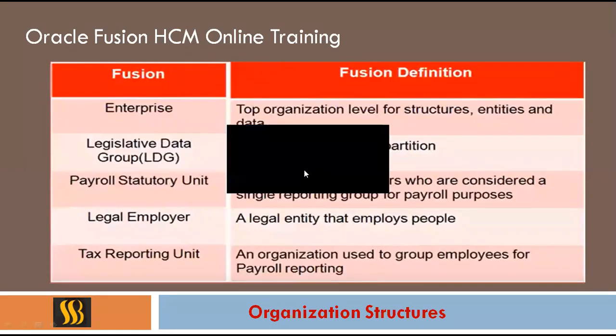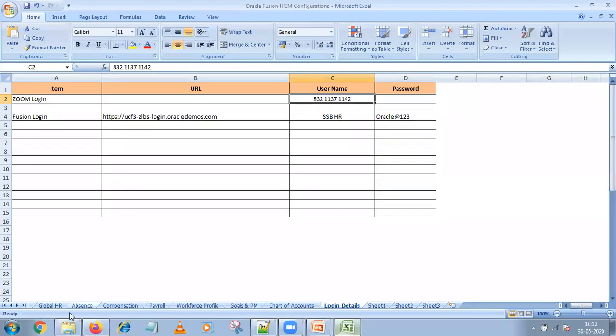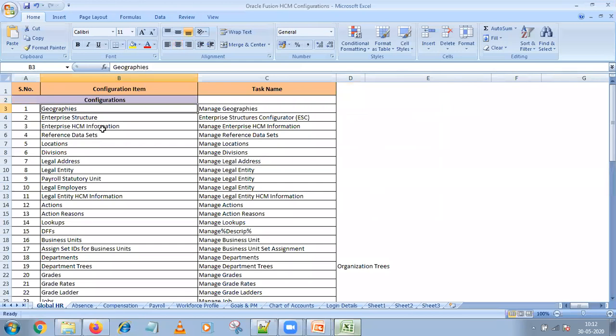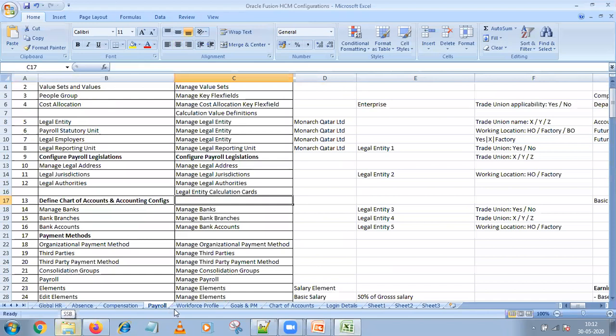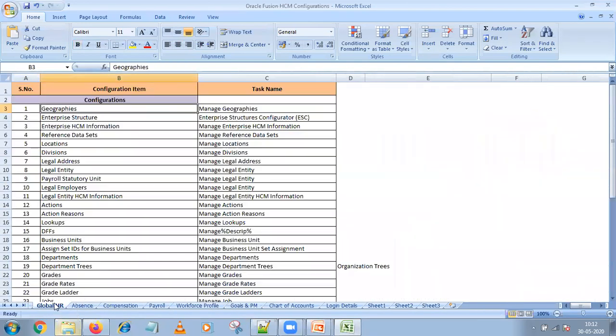So I have listed out certain items here. You see here, I'm going to talk about the global HR, absence, payroll, profile management, goal management, performance management. So we are going to talk about everything. You see, enterprise, legal address, legal entities, PSUs, LDGs in payroll. So we are going to talk in detail about all these things. Don't worry. Okay.